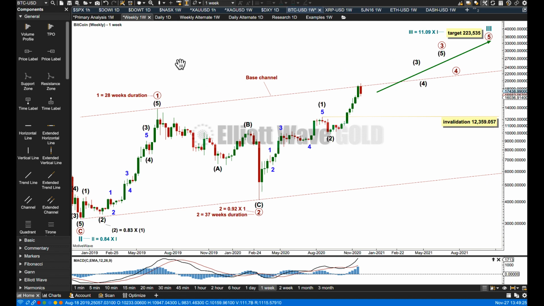Okay, now we're going to go and look at the daily chart, and this is where I'm really going to be updating the analysis. And I think we're going to start from the low of primary 2, week beginning 8th of March this year, 4,106.